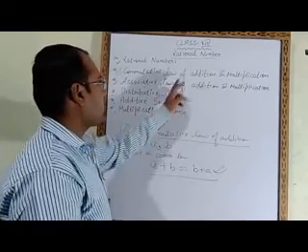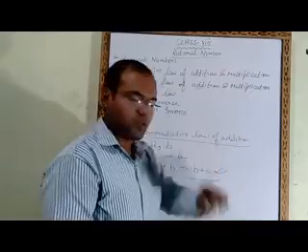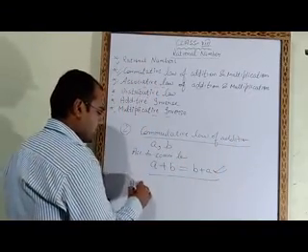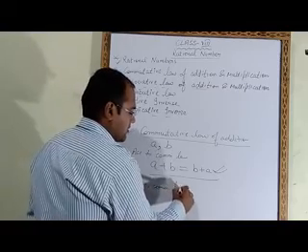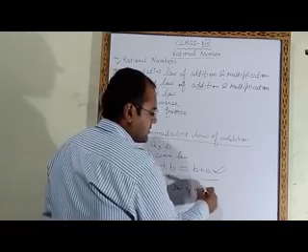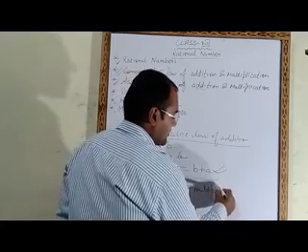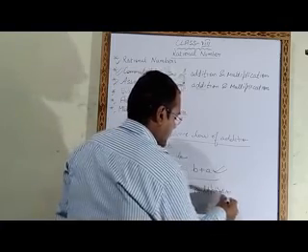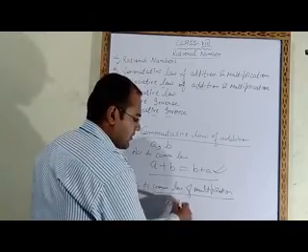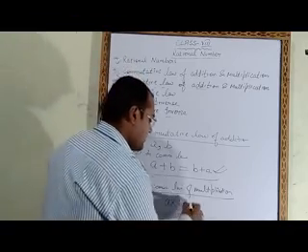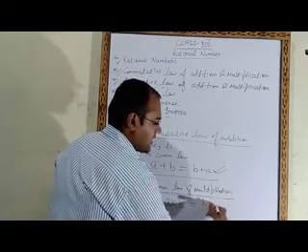In the same way, the commutative law of multiplication also exists. According to the commutative law of multiplication, the product of a and b will be equal to the product of b and a.